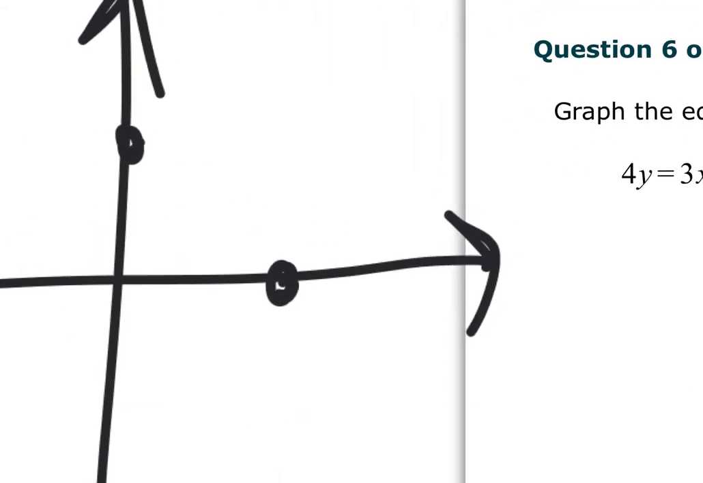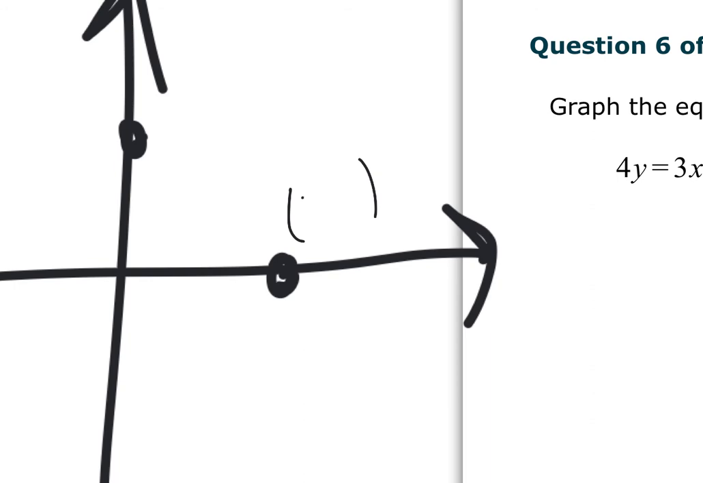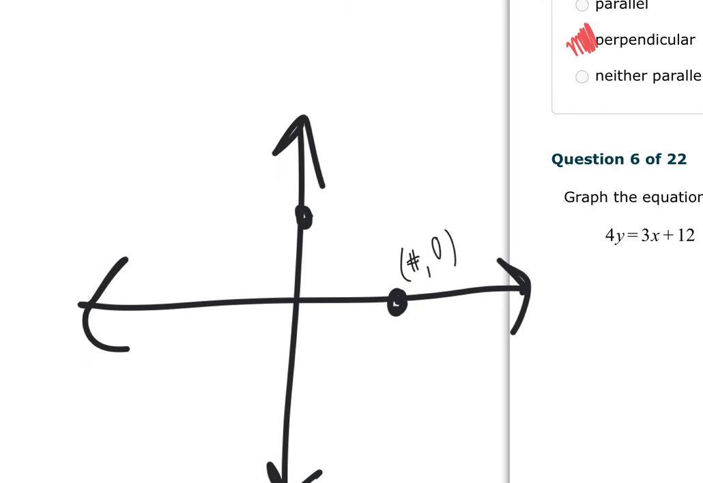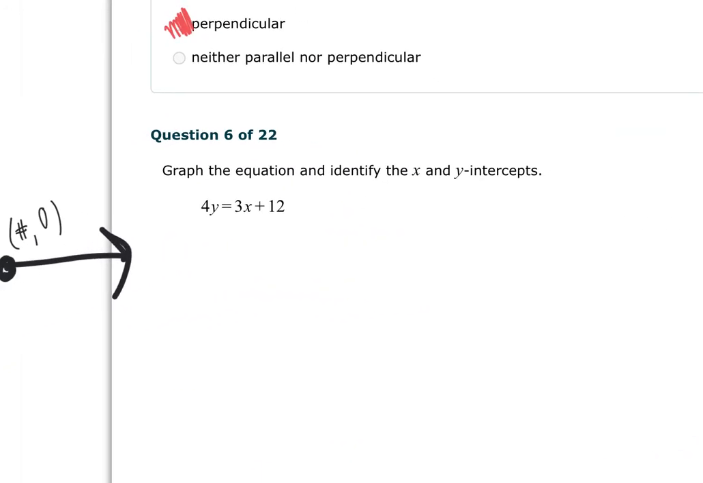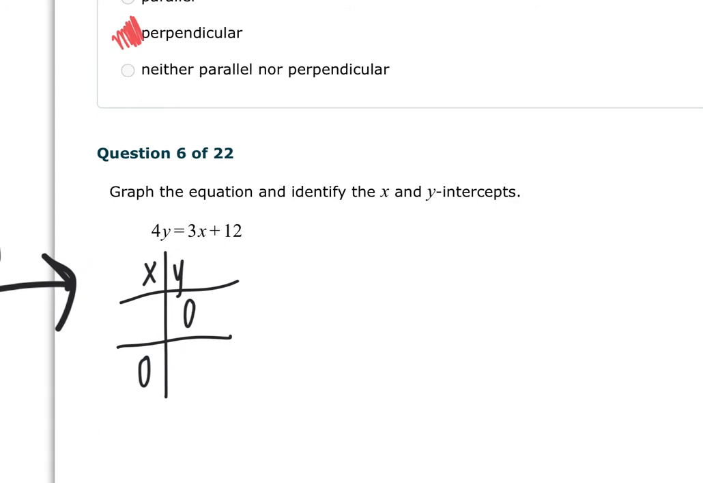Anyway, an easy way to do this: if it's an x-intercept, it's going to be some number for your x value, and your y value will always be 0. And if it's a y-intercept, you're going to have a 0 for your x and some number for your y value. So what we can do to find this x and y intercept is just draw an x y chart, and if we plug in 0 for y, that will produce an x intercept, and if we plug in 0 for x, it will produce a y intercept. So let's just try to do that really quickly.